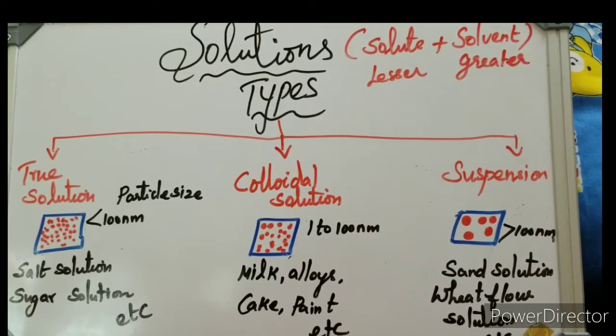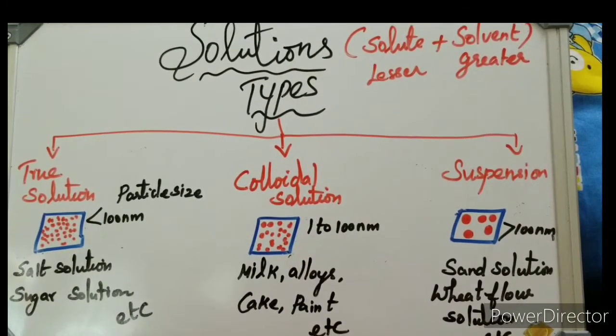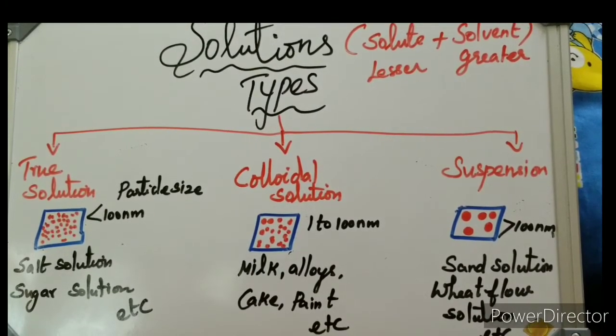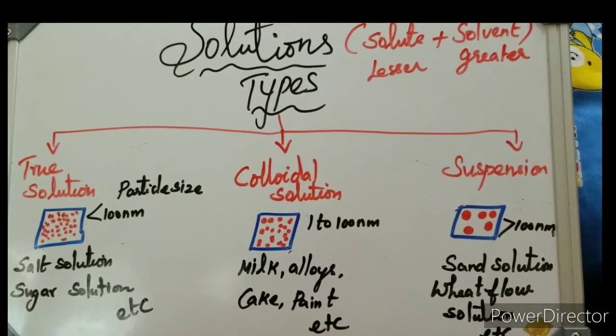The first one, true solution. Again we consider the same example, salt solution. When we add a small amount of salt to a greater proportion of water, what will happen? Salt can easily dissolve in water. Finally we will get a clear transparent salt solution, isn't it? In that solution we are not able to see the particles. There is no particle settled at the bottom. It is fully dissolved in water.